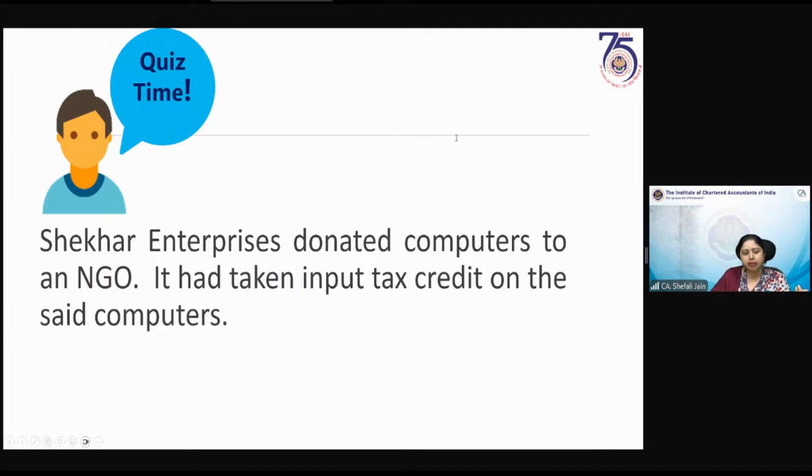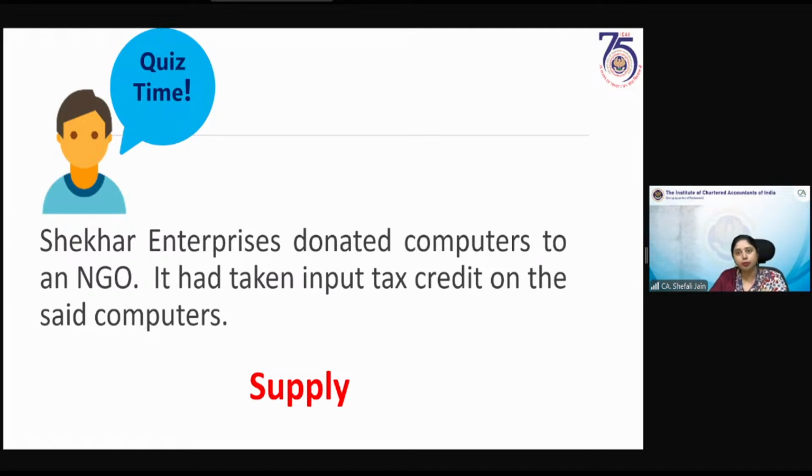It can come in CSR activity. CSR, I'm not sure whether activity in kind is also included in CSR. That I'm not sure. But yes, it is a transaction in course or furtherance of business. It is a normal business transaction. Okay, so it will be considered as supply.